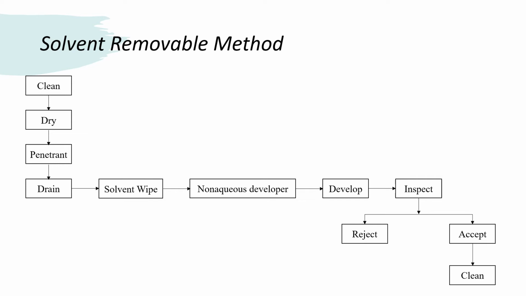The method steps are: first is clean. After cleaning, go for the drying step. After drying, apply the penetrant on the specimen. After applying the penetrant, then drain it.